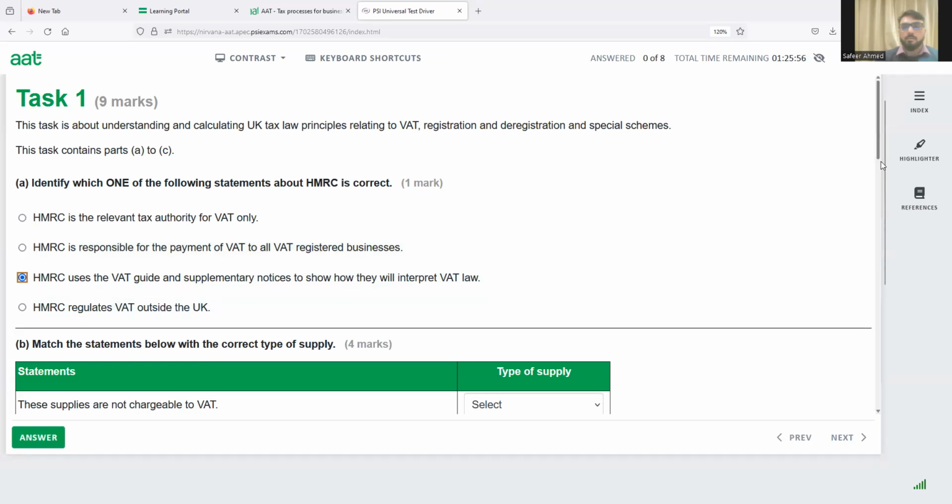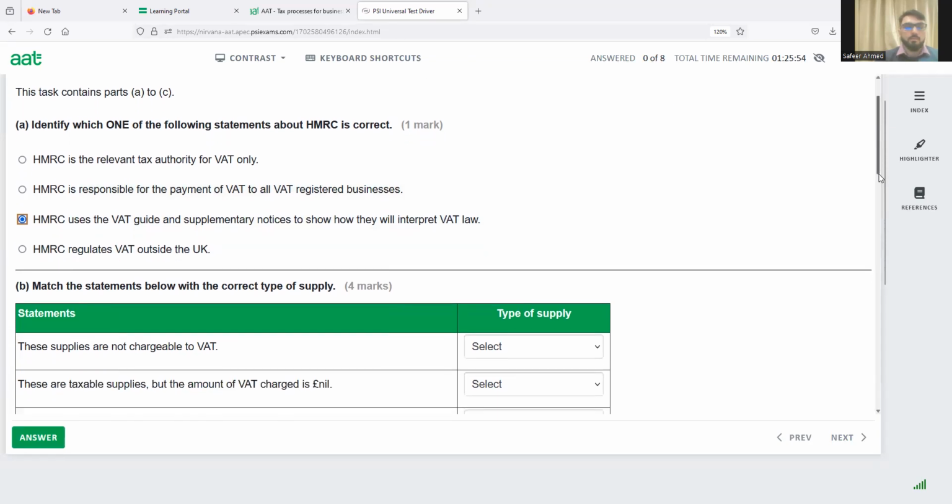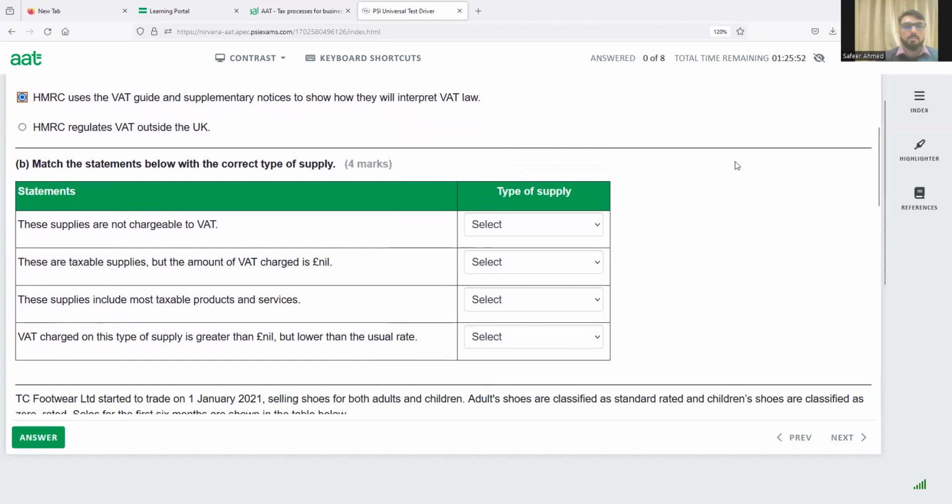Okay, so let's move on to the next part of this question. Part B. Match the statements below with the correct type of supply. These supplies are not chargeable to VAT. So of course they have given you a drop-down menu.